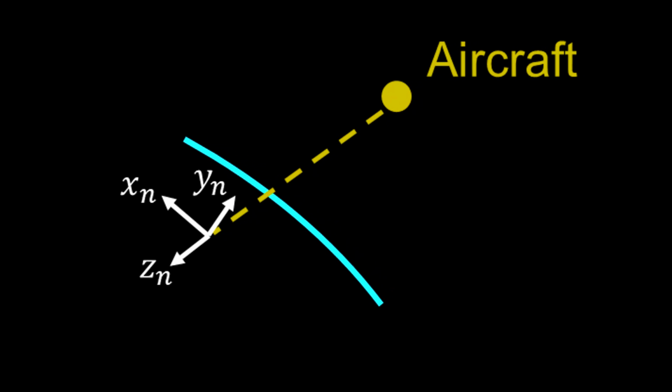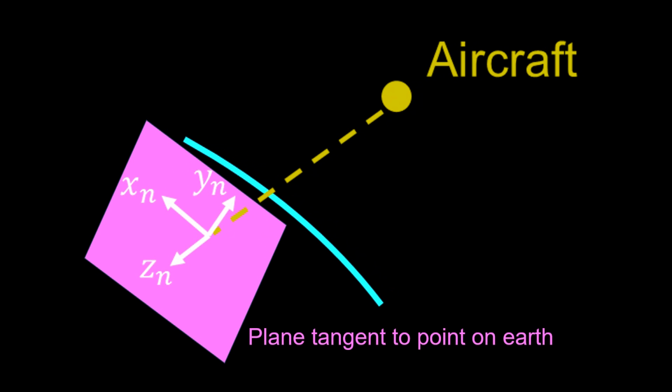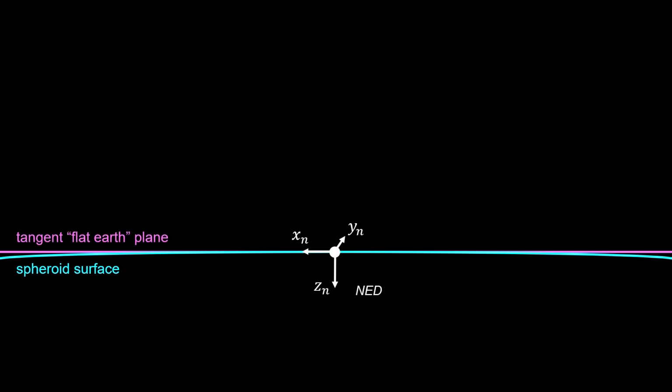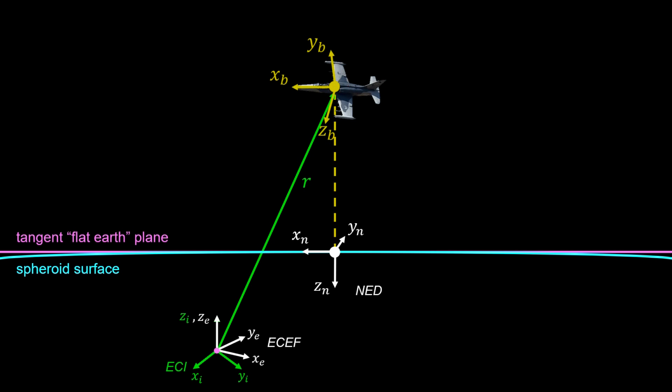Toward the flat Earth assumption, we'll focus locally around the NED coordinate system. Recall, the northeast directions are in a plane tangent to the Earth's surface. If we view the situation along a slice aligned with the north direction, then we see a line representing the tangent flat Earth plane and the spheroid surface. Here, position is with respect to the Earth's center of mass.